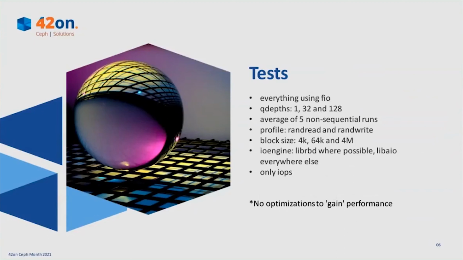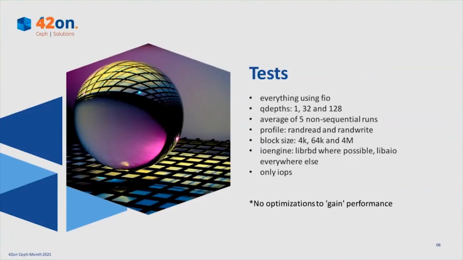Non-sequential, so we did 1 run for each of the scenarios and then the second run for each of the scenarios, so they are not consecutive. We did a random read, random write profile. Block sizes are 4K, 64K, 4 MB, and the IO engines, like I said before. And we are only looking at IOPS right now, just because it's a handy number that is easily compared.